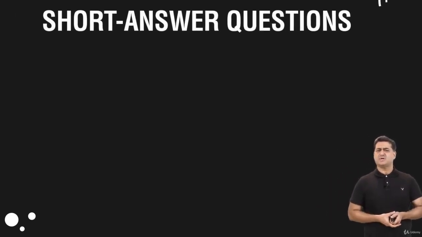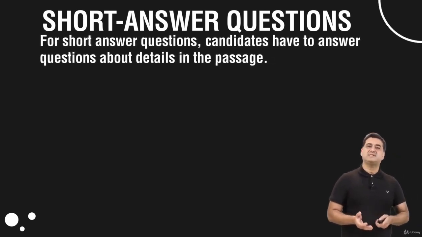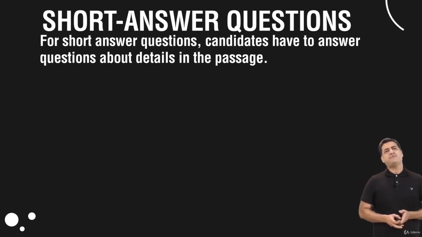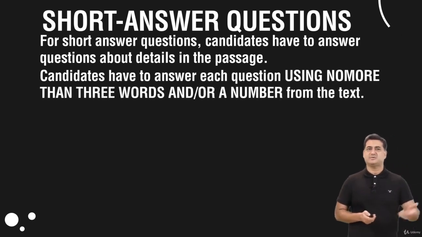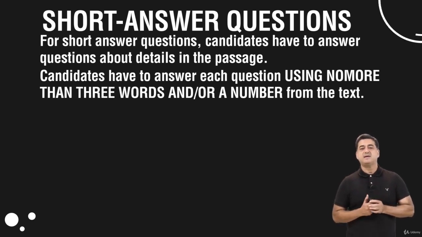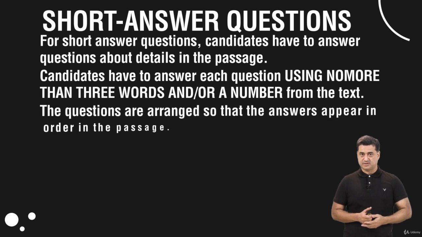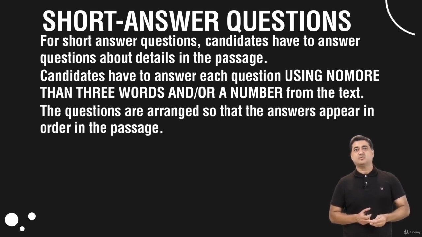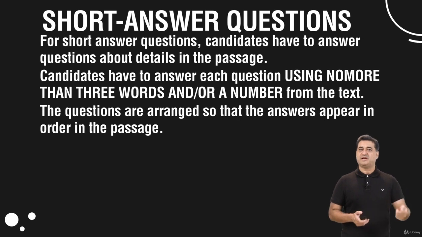So let's see. Short answer questions are the questions where you are asked about the details that are given in the passage. You have to answer with no more than 3 words or a number, something similar to that. So remember, the instructions are very, very important. And in short answer questions, the questions are arranged in the same sequence as the passage. So you cannot get the answer to question number 3 before the answer to question number 1. First you will have answer number 1, then 2, then 3, and then 4.